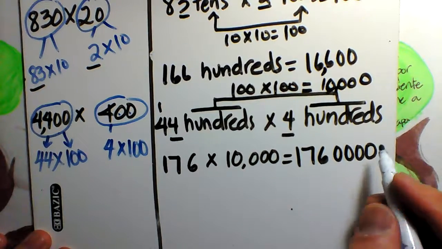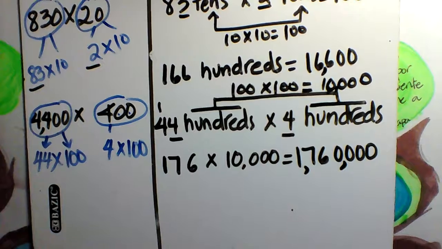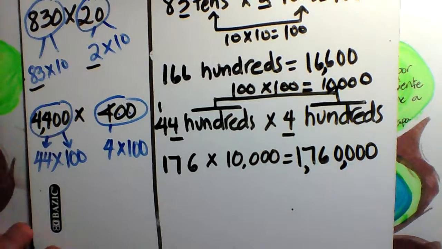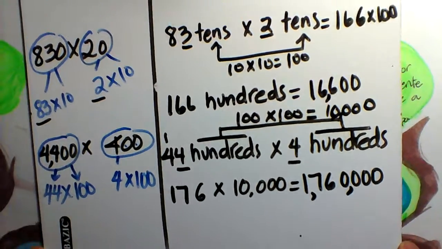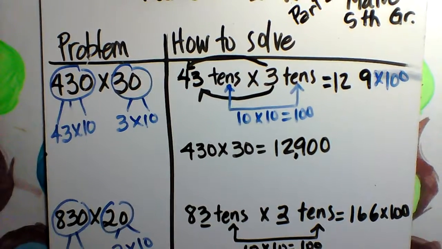Now you count the periods. 1, 2, 3, 1, 2, 3. Now we know the answer is 1,760,000. Okay, my friends, make sure you watch these videos. They are easy if you review them and try to understand them. If you need more help, watch it again.